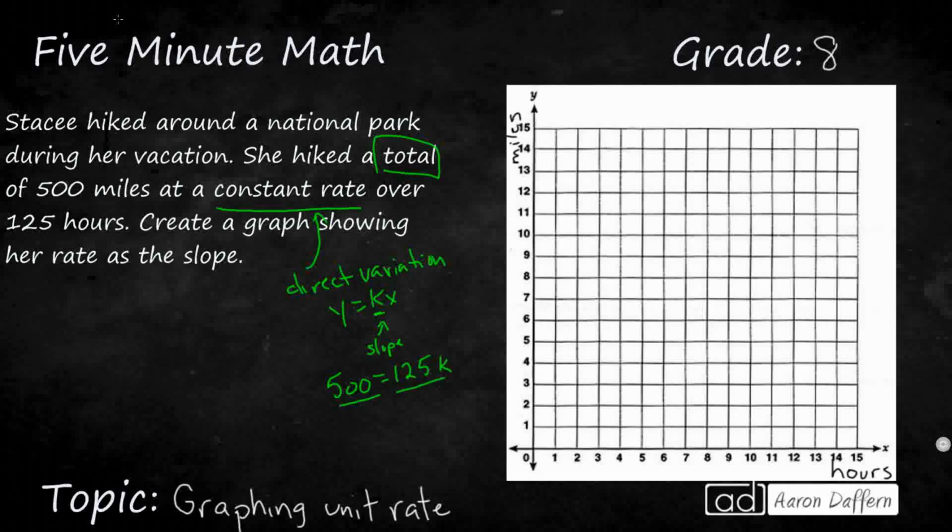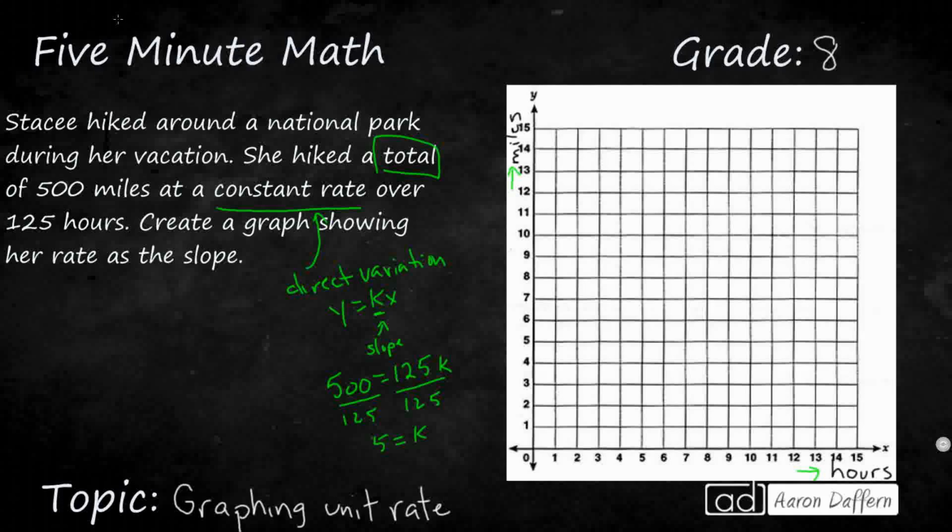So in order to isolate that, we're going to divide both sides by 125, and that's going to get 5. All right, so 5 miles an hour, that's a pretty good clip. So that's going to be our k. So how can we graph that? We've got our independent variable right there, hours. We've got our dependent variable right there, miles. And we can't graph 500 or 125 because our graph only goes to 15.